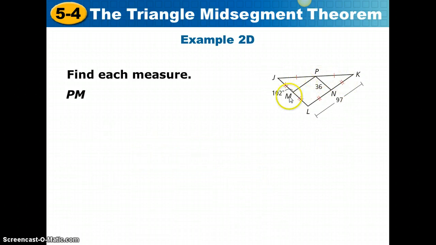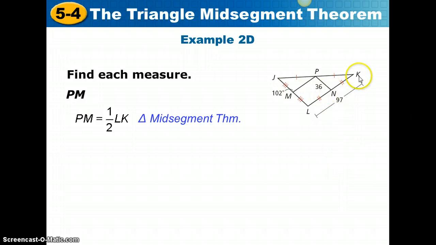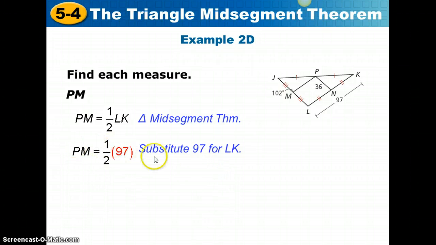Let's find PM. PM is a midsegment, so it is half of side KL by the triangle midsegment theorem. So if I plug in 97 for KL or LK, I take half of that to find PM. So we simplify that, and PM is 48.5.